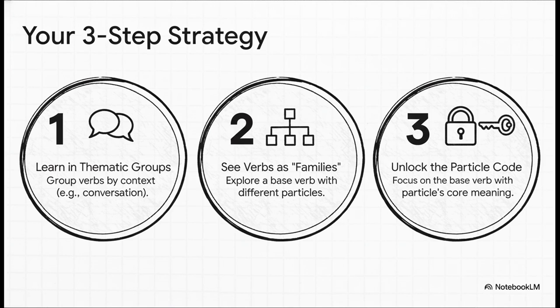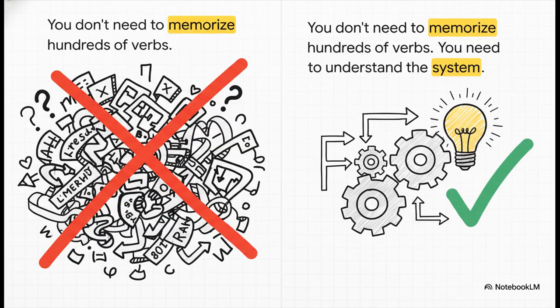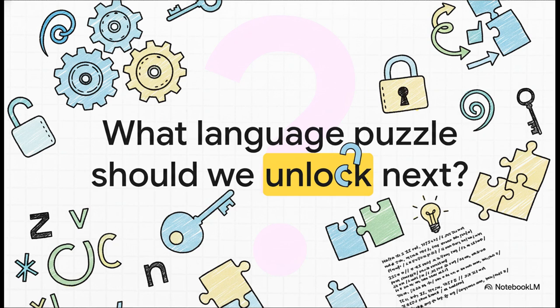And here it is, your whole strategy in 3 simple steps. First, learn verbs in groups that make sense together. Second, think of verbs as families built around one base. And third, and this is the most powerful one, focus on that little particle and unlock its code. And that right there is the real mindset shift. You don't have to feel overwhelmed by some giant scary list anymore. You just need to learn how to see the logical system that's working behind the scenes. And trust me, once you see it, you can't unsee it. By seeing the system, you've turned a really frustrating puzzle into a code that you can actually solve.